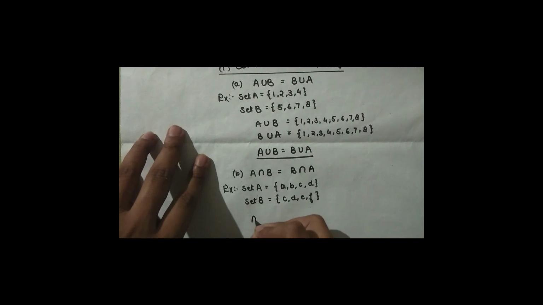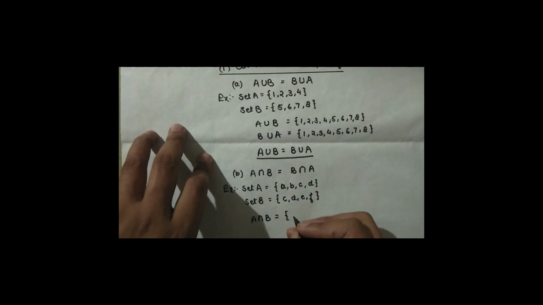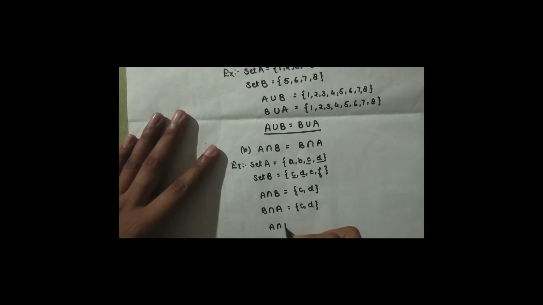So we put A intersection B. What is A intersection B? The common elements between the two sets A and B. We clearly see that C and D are common between them. And next, what is B intersection A? B intersection A is also the common elements between them. Two elements, C and D, are common between them. So we clearly see that A intersection B equals B intersection A.